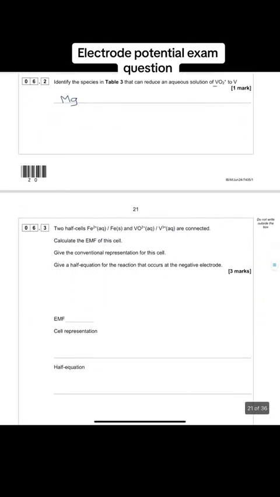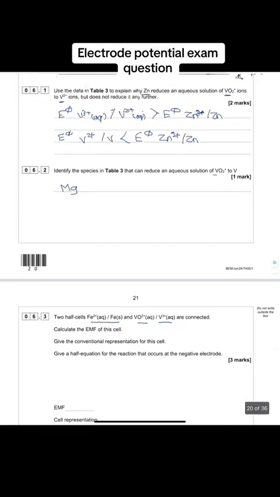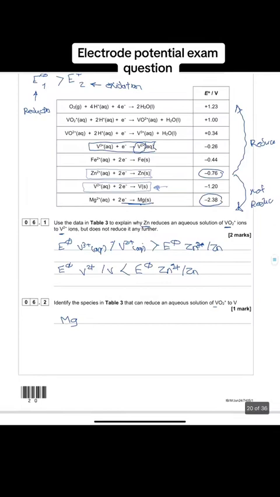And then they give you a question about two half cells, which are the iron 2+ aqueous to iron solid, and VO2+ aqueous to V3+ aqueous. They are connected together, and they want you to calculate the EMF of this cell, give the conventional representation of the cell, and give a half equation for the reaction that occurs at the negative electrode. Let's start with the EMF. So let's have a look at these two reactions first, so as not to get confused.